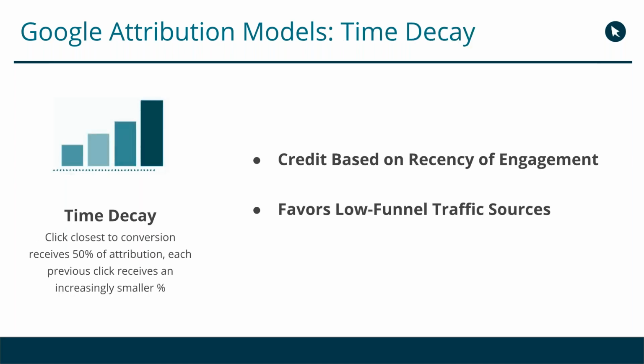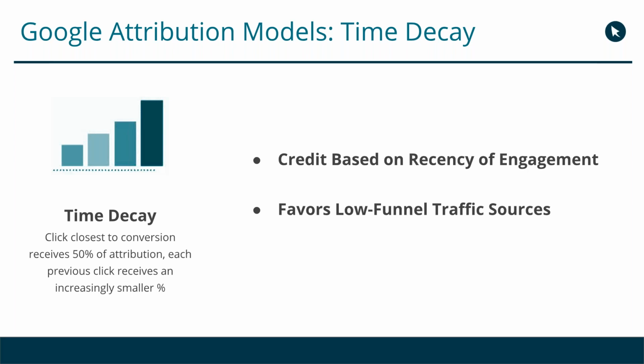Right, exactly. Okay. What about time decay? This one is interesting. It actually favors recency, so it favors the later touch points in the journey. What it does is give 50% of the credit to the click closest to the conversion, and then each previous click receives a percentage in a decreasing manner. From most recent to least recent, it divvies up that credit and it gets a little bit smaller the further out from the conversion you get.